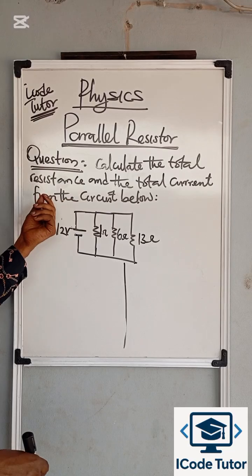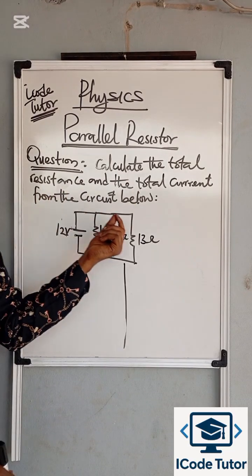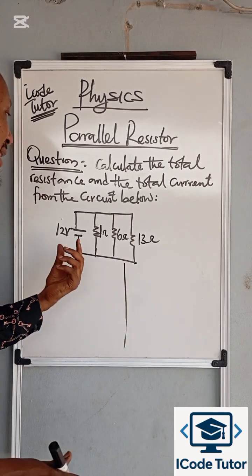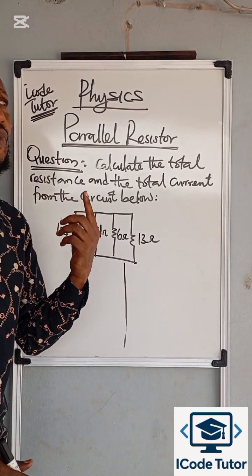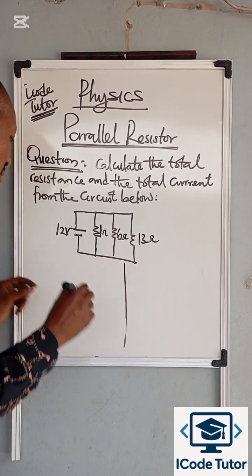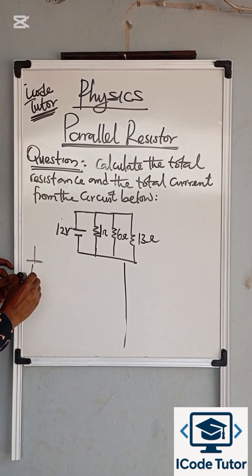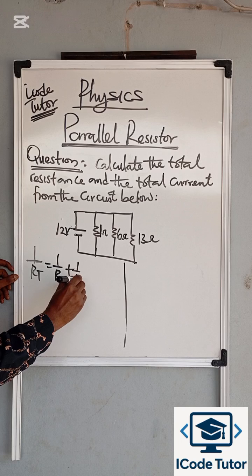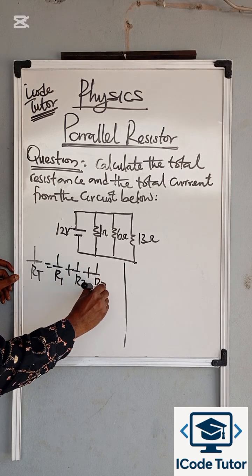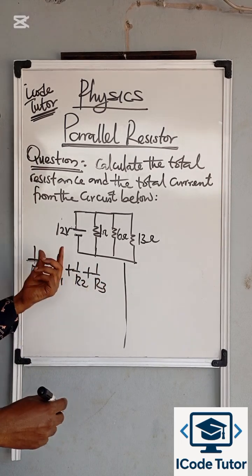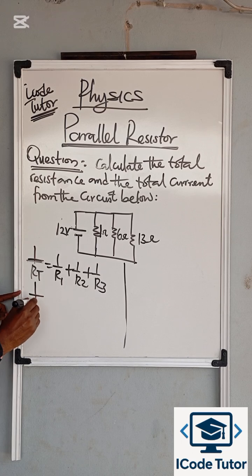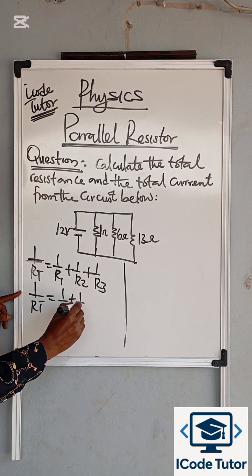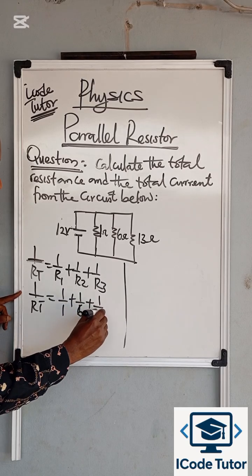Calculate the total resistance and the total current from the circuit below. This is the circuit given. That means for the total resistance here, we need to make use of the formula for parallel resistors: 1 over R total equals 1 over R1 plus 1 over R2 plus 1 over R3. Now what we need to do here is just substitute all those values. 1 over R total equals 1 over 1 plus 1 over 6 plus 1 over 13.